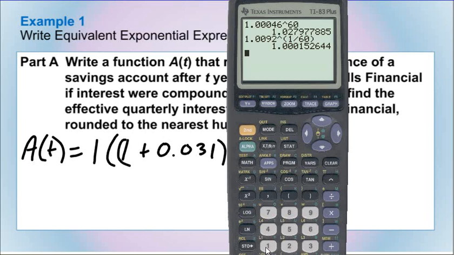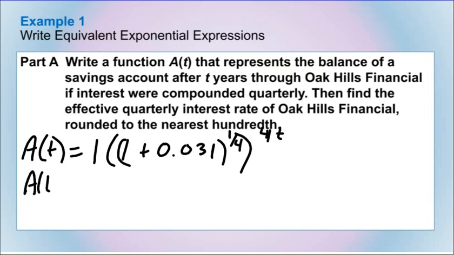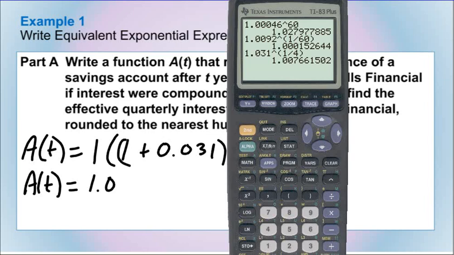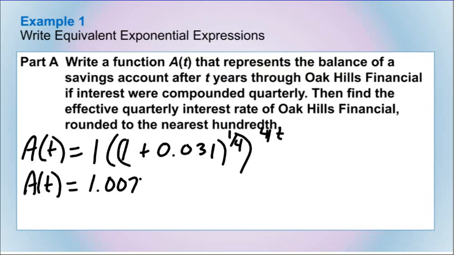So on my calculator, we have 1.031. We're going to raise that to the 1/4 power. And that gives us 1.0077. We'll round that to the nearest 10,000th place. A of T equaling 1.0077. And all of this is going to be raised to the 4t power.